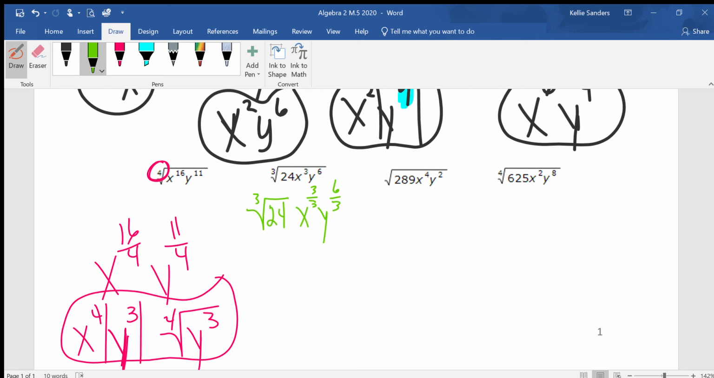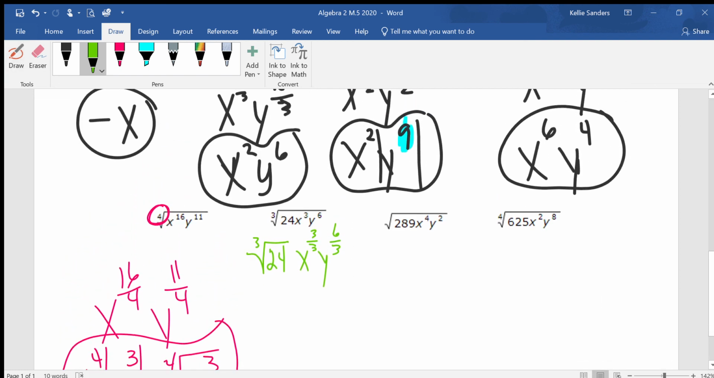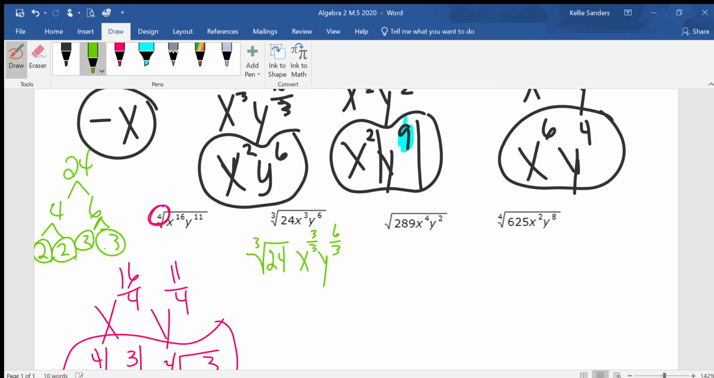So the cube root of 24, honestly, I don't know. Okay, I'm going to have to go on a little side note here. And I don't have enough paper. Okay, side note. We have 24. We have 4 and we have 6. We have 2, which is done. We have 2, which is done. We have 2, which is done. We have 3, which is done.